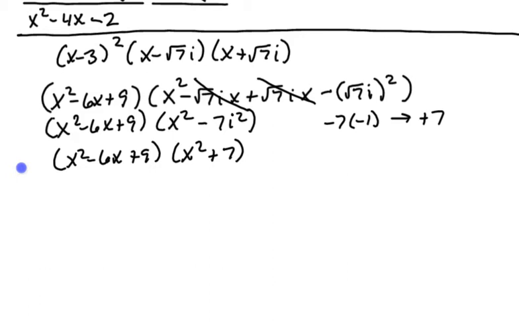And then when we multiply this out, I'm actually not going to go any farther with this, but you end up getting x to the 4th minus 6x to the 3rd plus 16x squared minus 42x plus 63. So that's how you would multiply this out. I think you could do the rest of it by yourself.